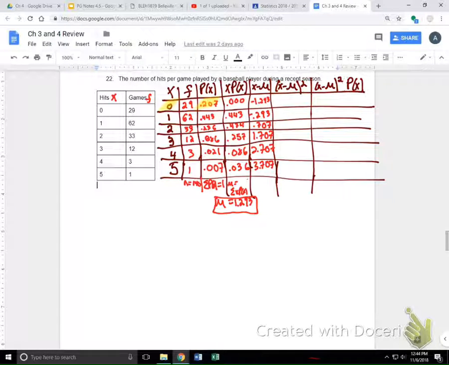And then we want to square that column. So we're literally taking the column we just did and squaring it. And we get 1.672, 0.086, 0.500, 2.914, and then 7.328, and 13.742. And then we take that column, the x minus mu squared, and we multiply it by p of x. And that's our final column.